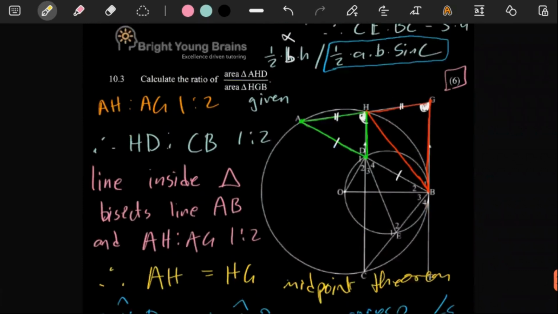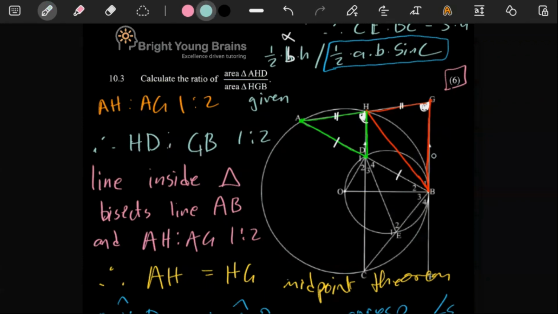This portion here, the first thing we did was, we see here, they gave us this information. And from them giving us this information, we knew the ratio, I think here I meant GB. I wrote C instead of G. Here we said GD, right? The ratio between GD and this GB here, we know that it is 1 to 2. And the reason for writing that down was, we said here, line inside our triangle here bisects AB. And we also know that AH and AG, the ratio is 1 to 2.